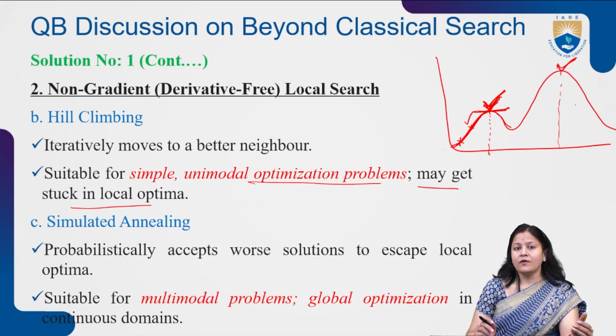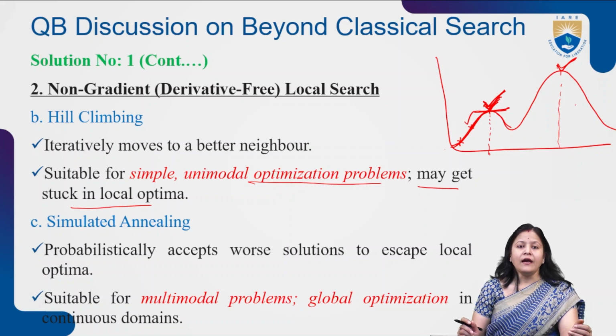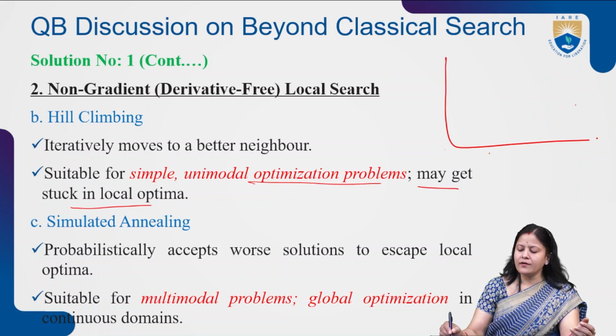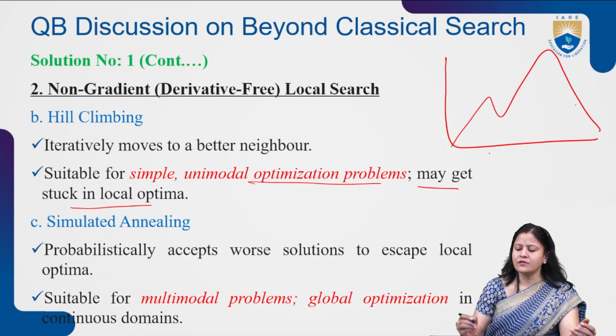And one more algorithm is there, related to non-gradient methods, like simulated annealing. It is a probabilistic method. It probabilistically accepts worse solutions to escape local optima. Suppose the area is like this. Then it may start probabilistically, accepting worse solutions to escape the local optima. That means it may start with this and not find the perfect solution here and here. Then again it comes back to the original location. If it does not find a good solution, it comes back to the original location.